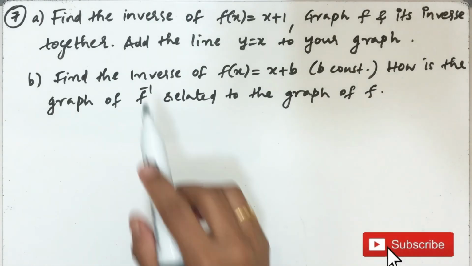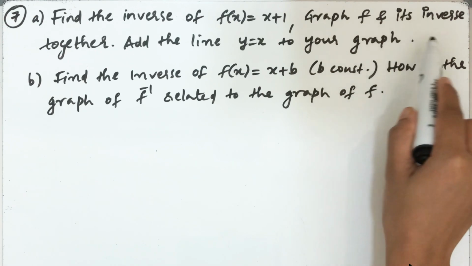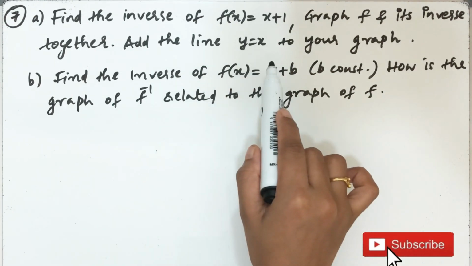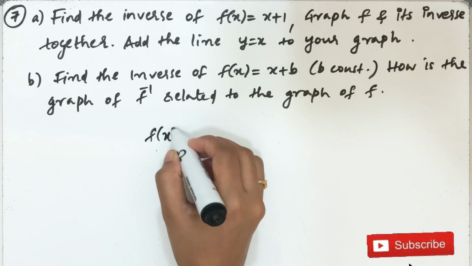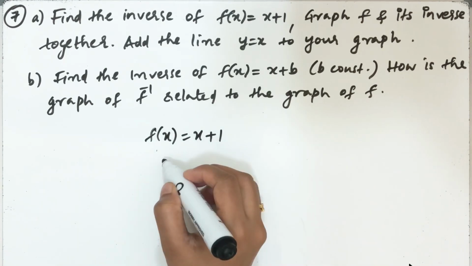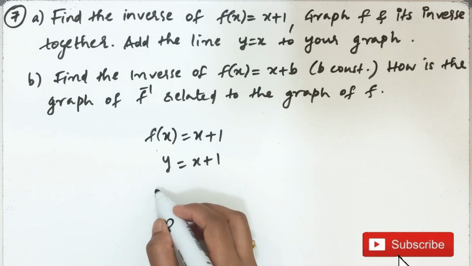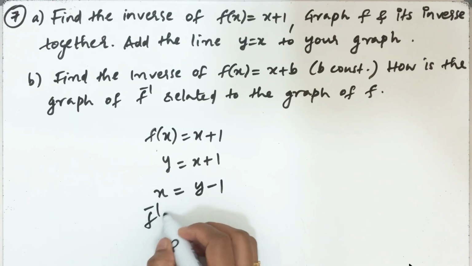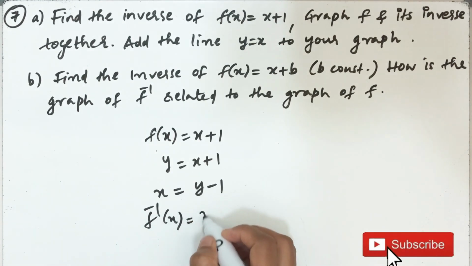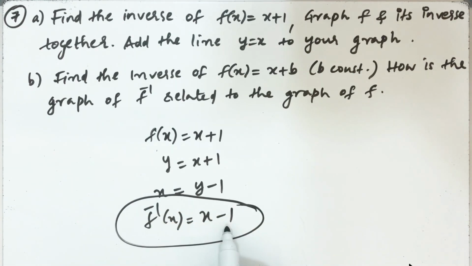Next question, find the inverse of f of x is equal to x plus 1. Graph f and its inverse together. Add the line y equal to x to your graph. Here f of x is equal to x plus 1. To find the inverse, just write y is equal to x plus 1. Express x in terms of y, that is x is equal to y minus 1. That is f inverse of x is equal to, interchanging x and y, x minus 1. So f inverse of x is x minus 1.